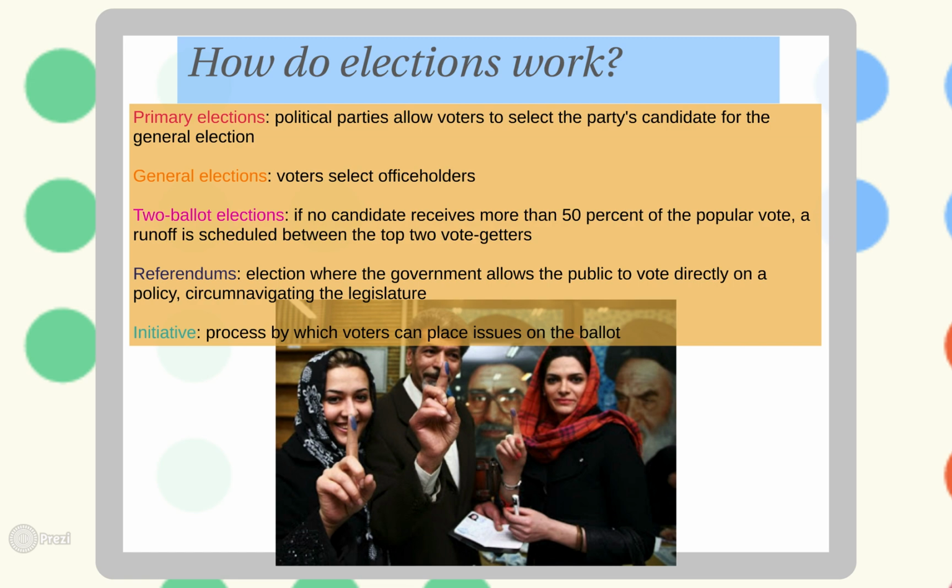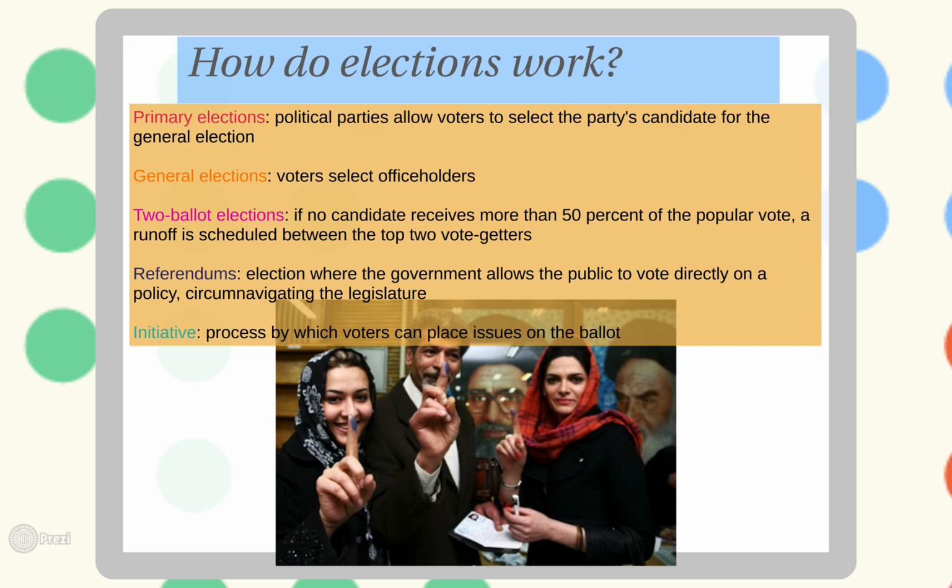Referendums. Referendums are where an election occurs where the government allows the public to vote directly on a policy issue, basically going around or circumventing the legislature. So the Brexit referendum is a great example where they asked the people of Great Britain what the legislature should do. They had a referendum on Brexit, and the people spoke and said they wanted to get out of the EU. That's a referendum. Now in the British Parliament, referendums work a little differently in that the legislature doesn't always have to follow the requests of the people, but the referendum is how the people speak to the legislature, essentially.